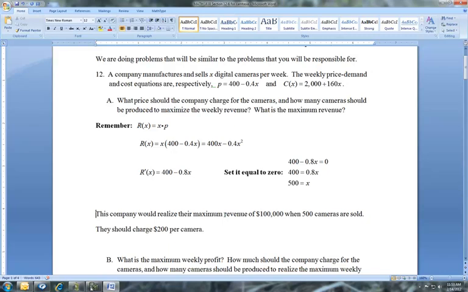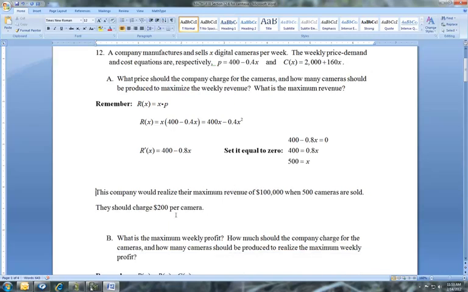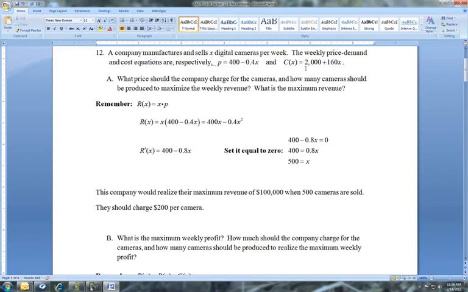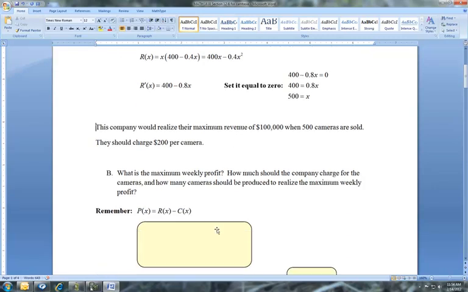Okay, now the next part is what is the maximum weekly profit? How much should the company charge for the cameras, and how many cameras should be produced to realize this maximum weekly profit? Sounds similar to the one I had before, but this one is with respect to profit, and you've got to remember this. Profit is equal to revenue minus cost. So I need to get my revenue that I've got here. The cost function, remember I need to subtract that, and it needs to be in parentheses. And let's see if I did that.